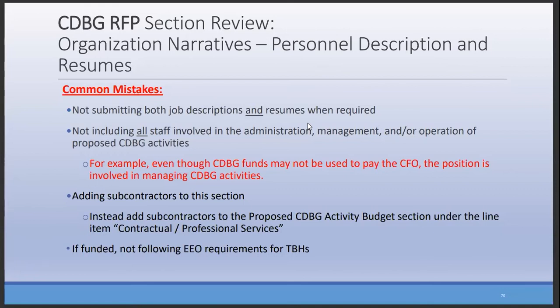If you have subcontractors, do not add them to the personnel description. Instead, add them to the proposed CDBG activity budget section of the proposal under the line item Contractual and Professional Services. Any to-be-hireds on your personnel list must follow CDA's Equal Employment Opportunity requirements, even during the limbo stage where you are awarded funding but not yet under contract. Failure to do so will result in CDA not paying the salaries or benefits of that new hire.